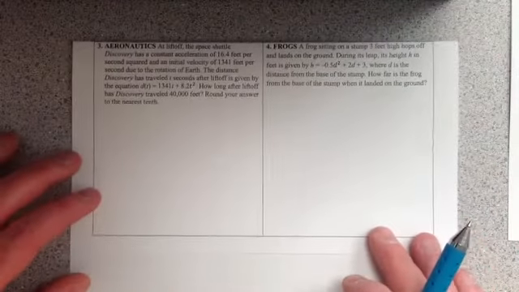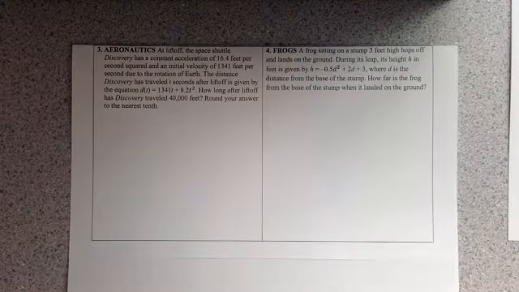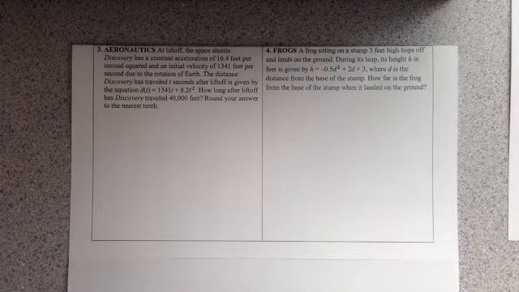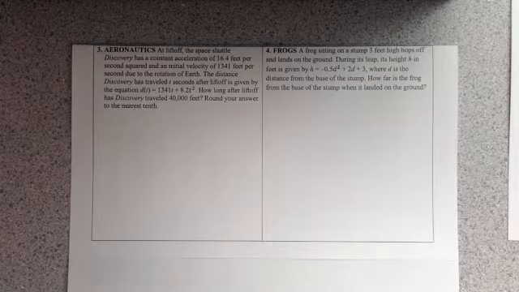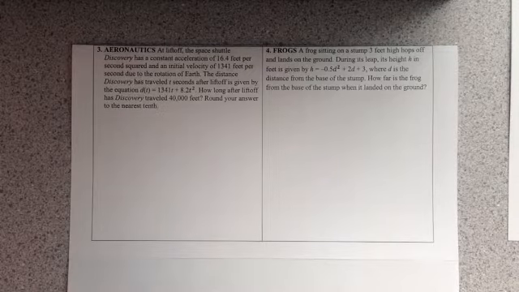Let's look at number 3. Okay? In number 3, it says at liftoff, the Space Shuttle Discovery has a constant acceleration of 16.4 feet per second squared and an initial velocity of 1341 feet per second due to the rotation of the Earth. The distance Discovery has traveled t seconds after liftoff is given by the equation d of t equals 1341t plus 8.2t squared. How long after liftoff has the Discovery traveled 40,000 feet? Round your answer to the nearest tenth.